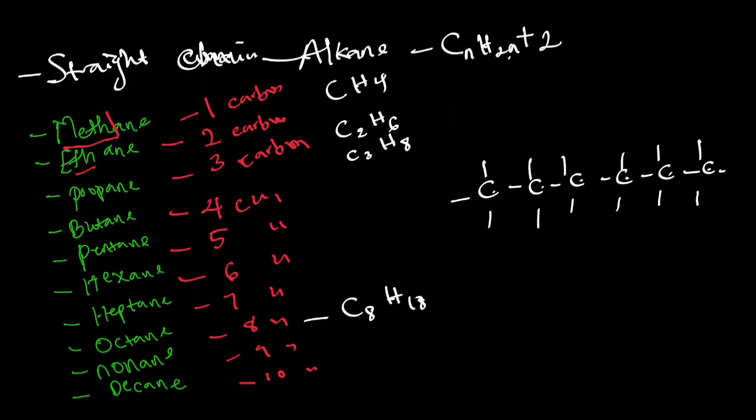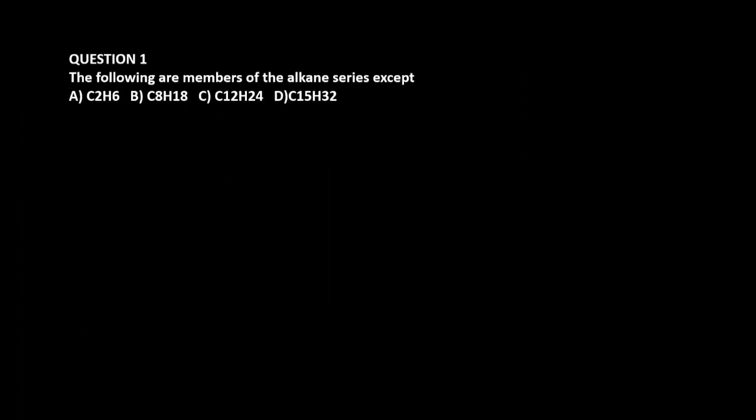The same thing. If it was 8, it was octane. If it was 9, it was nonane. If it was 10, it was decane. It's as simple as that. But most examinations might not ask you straight chain. They would like to go further to test how well you understand the topic. Now, that brings us to the next part, which is the branch chain. How can we name a branch chain? It's also very, very simple.